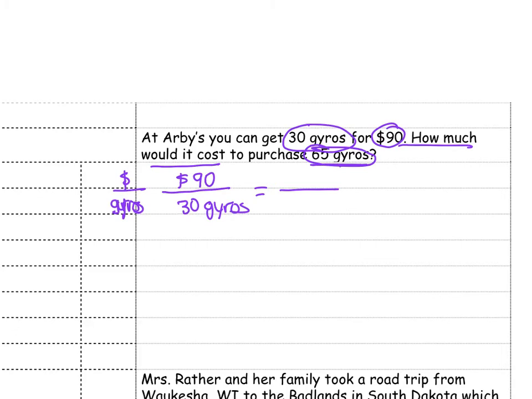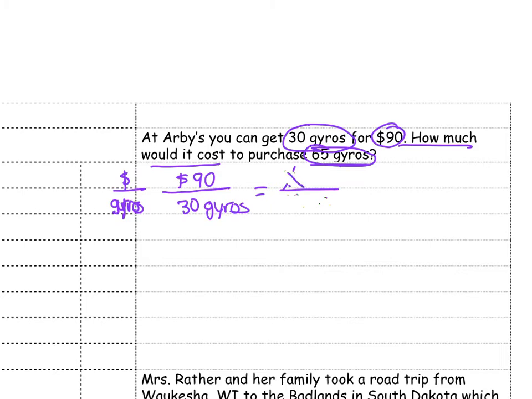So euros, I'm going to look over here, and the euros are on the bottom. So I'm going to put the euros on the bottom on this side for this ratio as well. So we have 65, and I don't know. So that's going to be my x. So I'm going to show you a different way to solve this, just in case you are not liking cross multiplication. And I'm going to make this look a bit better for you.